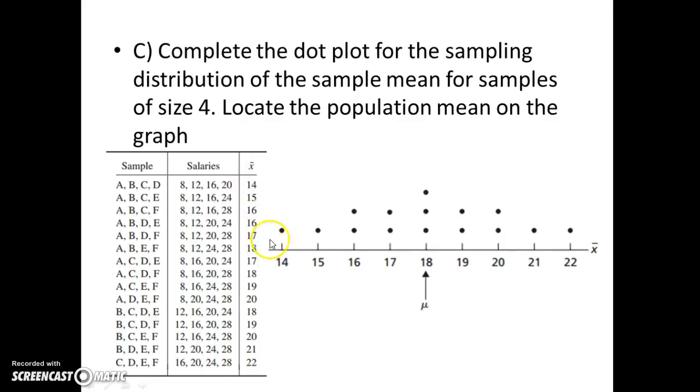How many 15s do I see? Only 1 15. How many 16s? 2 16s. How many 17s? 1 and 2. How many 18s? 1, 2, and 3. So we keep going, and this is how we complete the dot plot for the sampling distribution of the sample mean.